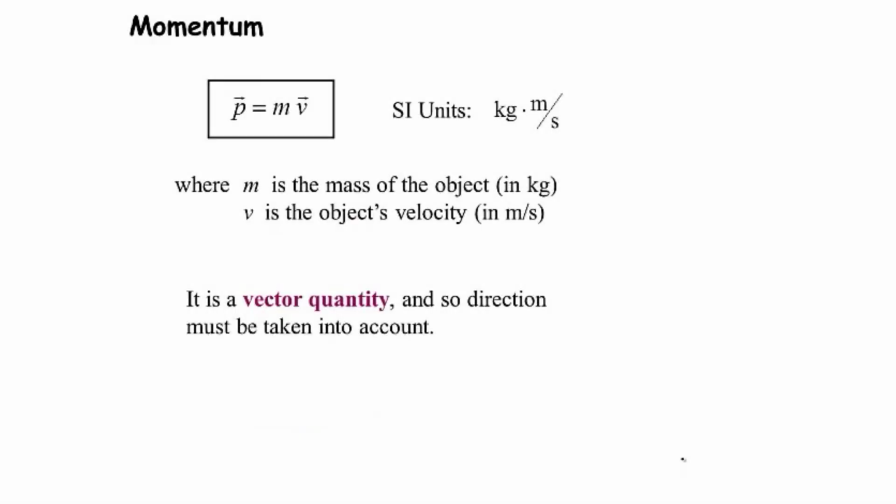Here we have momentum. Of course, a very familiar formula, p equals mv. m is the mass of the object. SI units would be kilogram meters per second. And of course, we remember it is a vector quantity, so direction absolutely must be taken into account.